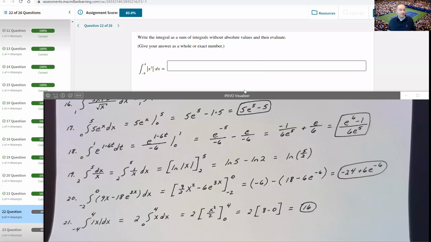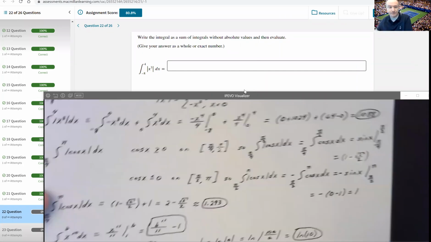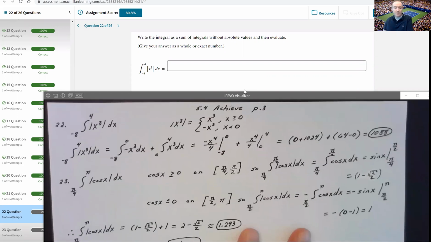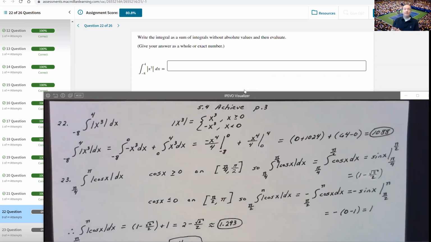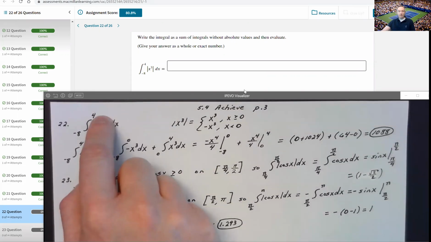When I move to the next question, I'll have to move to the next page of my work. For 22 here, again, it gives me an absolute value within an integral problem. This one, I can't just say, hey, it's twice the area from 0 to 4, because this is not equidistant from the origin with the 4.